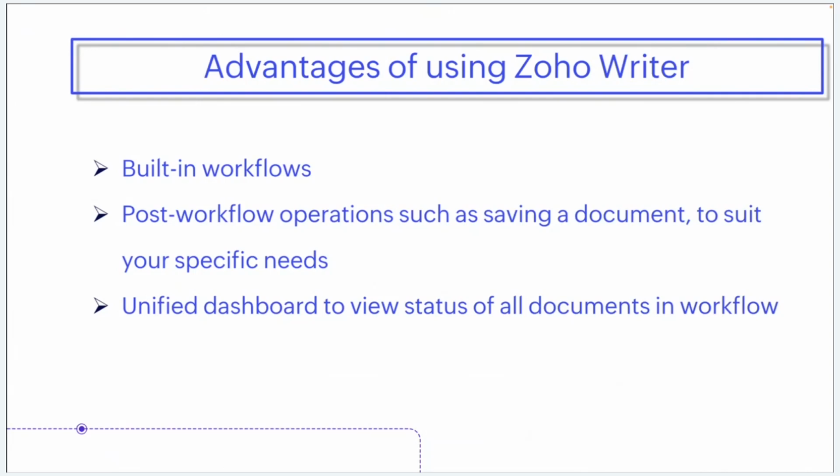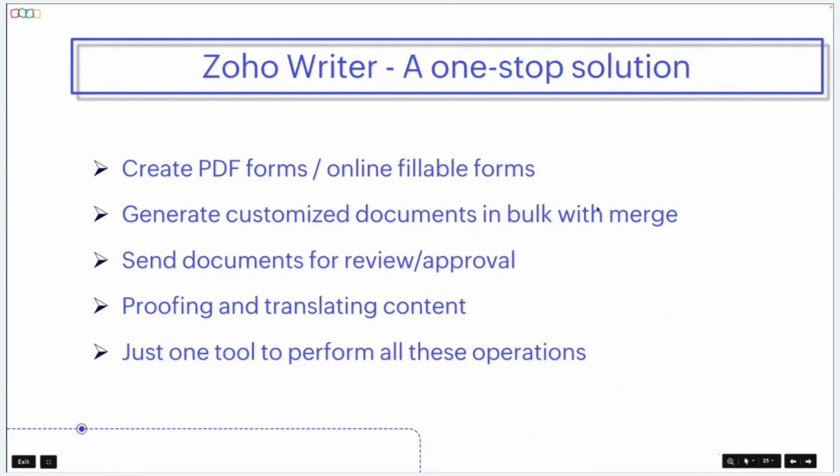And not only that, post workflow operations can also be easily configured. As I've shown, we have predefined custom functions available. By just clicking on it, you can initiate a workflow where you can publish the document or you can rename the document. And yes, we do have the unified dashboard where the status of all the documents which are undergoing workflow will be displayed, and you can choose to get into the document and approve or review based on your preference.